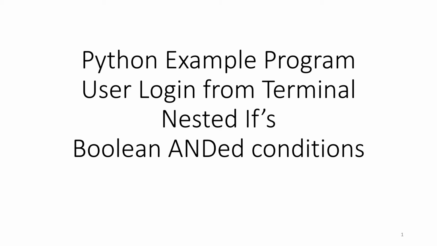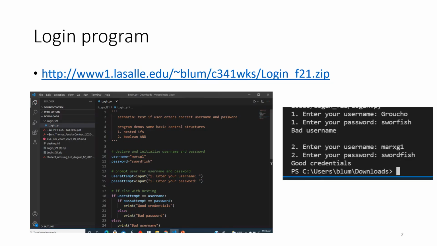In this example Python program, we're going to imagine a user logging onto a terminal. We are going to test the credentials using both nested ifs and Boolean ANDed conditions. This Python logon program is available at the URL seen. We see here a picture of it loaded into Visual Studio Code, and on the right we see the interaction with the user in the terminal.